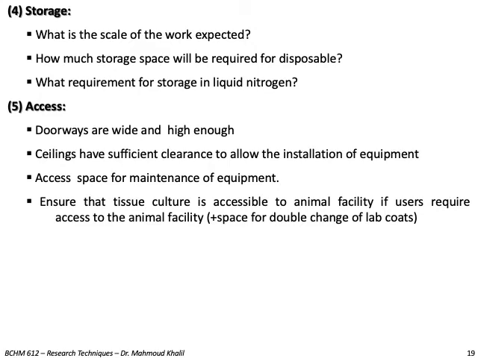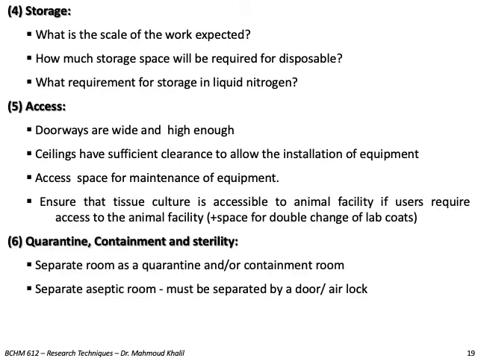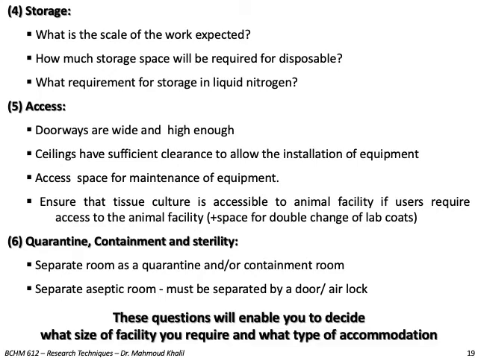The access space for maintenance of equipment, as well as ensuring that the tissue culture is accessible to the animal facility if users require access to the animal facility. So you need a space for double change of lab coats. Quarantine, contaminant, and sterility: a separate room as a quarantine or a contaminant room. A separate aseptic area, with the room separated by a door or airlock. These questions will enable you to decide what size of facility you require and what type of accommodation.